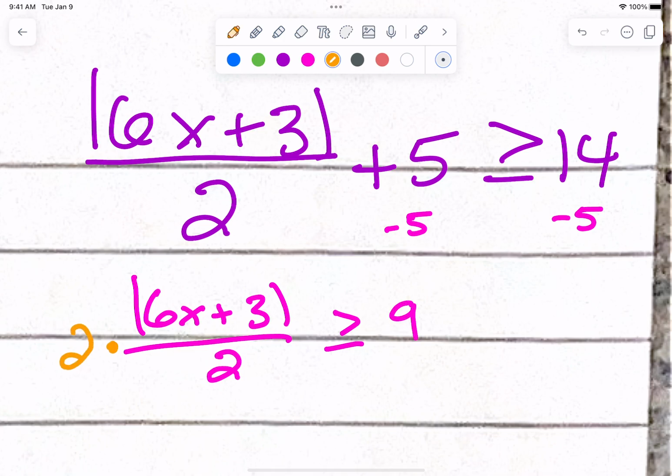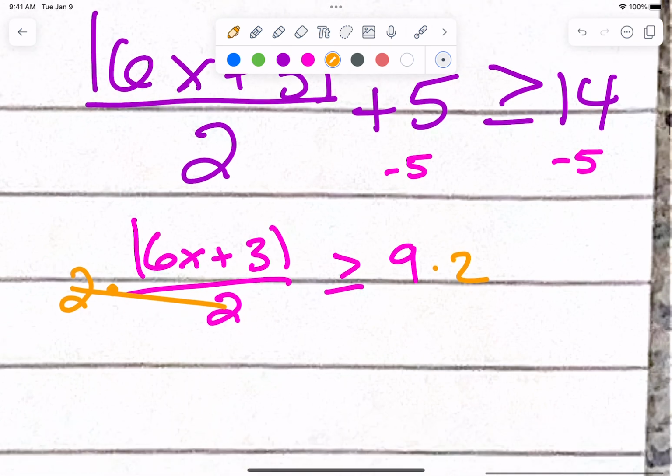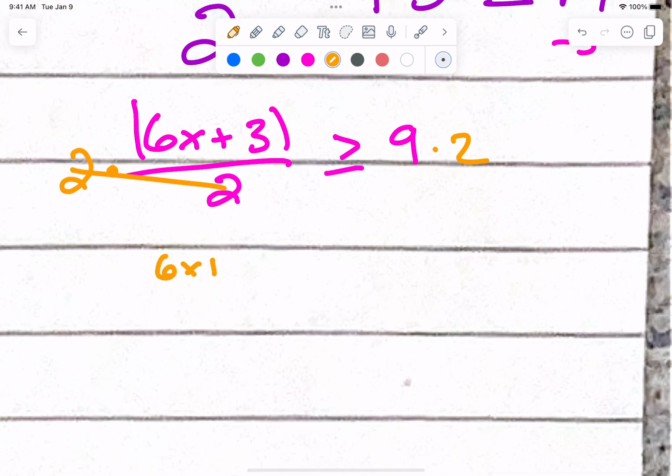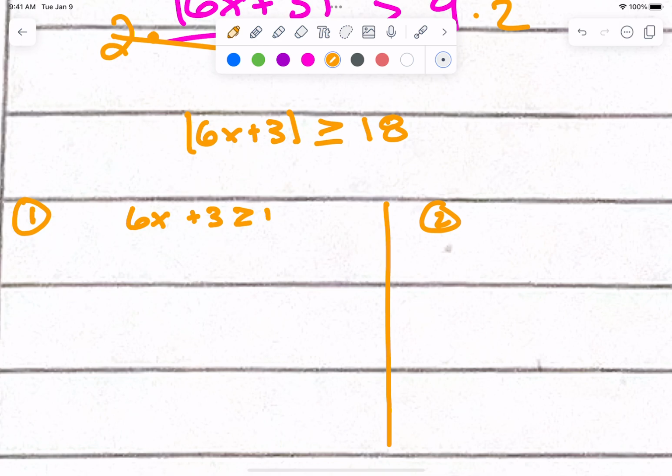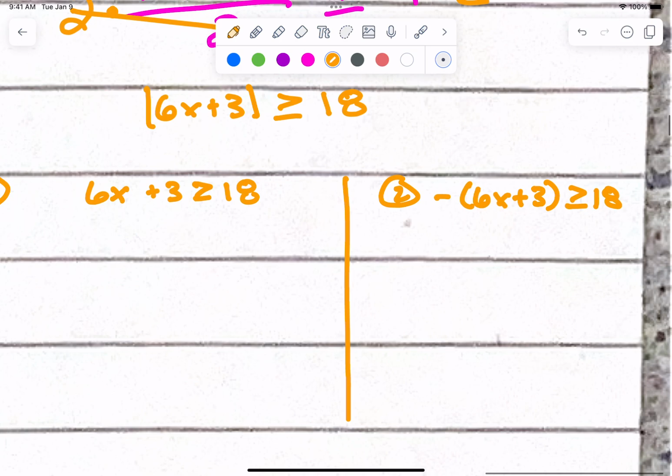Times the 2. We have to get him by him, get him gone. Now we have 6x plus 3 is greater than or equal to 18. All right, now what? Two cases, okay? Drop everything. 6x plus 3 is greater than or equal to 18, and negative 6x plus 3 is greater than or equal to 18. Okay?